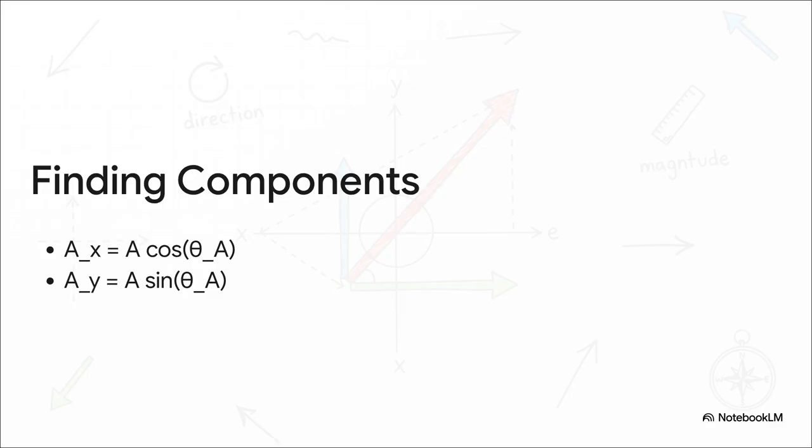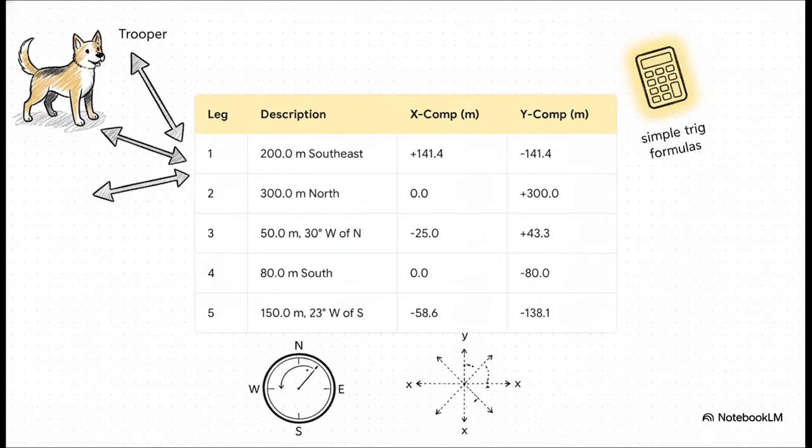The x component is just the magnitude times the cosine of the angle, and the y component is the magnitude times the sine of the angle. This lets us translate any kind of directional instruction into our standard x and y language. And this slide right here shows you just how powerful this is.